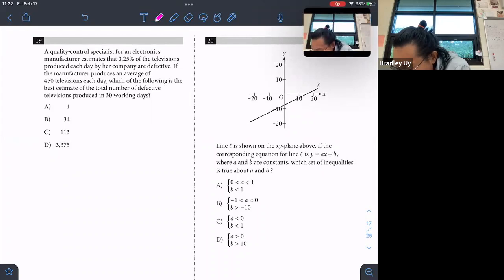0.25% of TVs are defective. If the manufacturer produced an average of 450 TVs, which of the following is the best estimate of the total number of defective TVs produced in 30 working days?